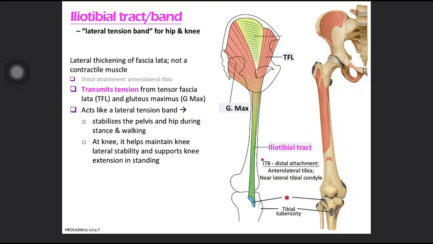Remember, we only have two limbs to walk with. We are not a dog or cat. Very important, when we have to stand upright, when we want to have the minimal effort when we are standing. So these soft tissues, through the muscle contraction of these two big muscles, tighten. And then for this side, that's why at the knee, it helps to maintain knee lateral stability and support the knee extension when we are standing, okay?